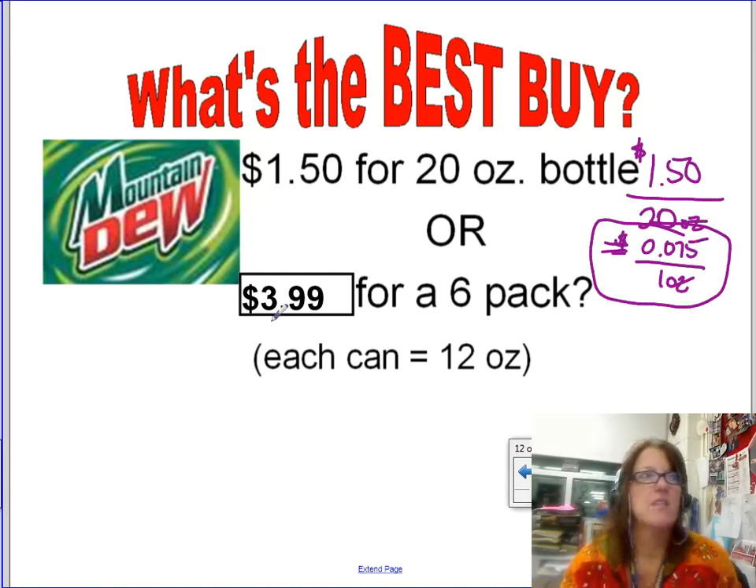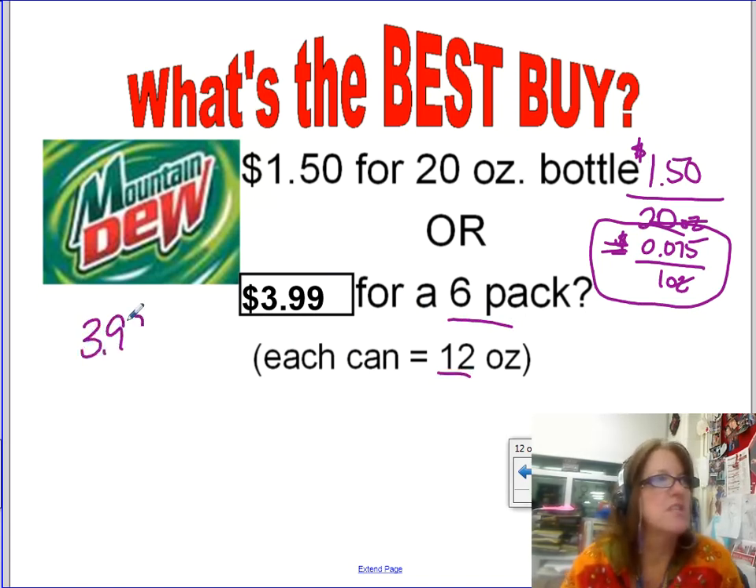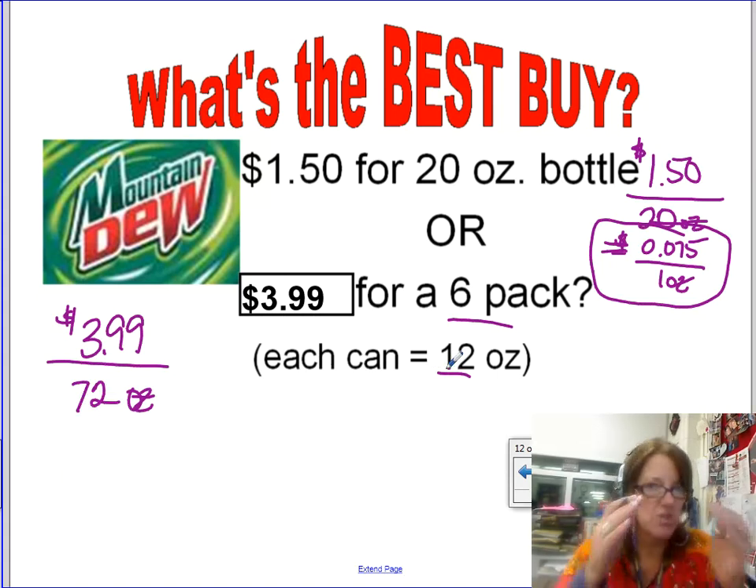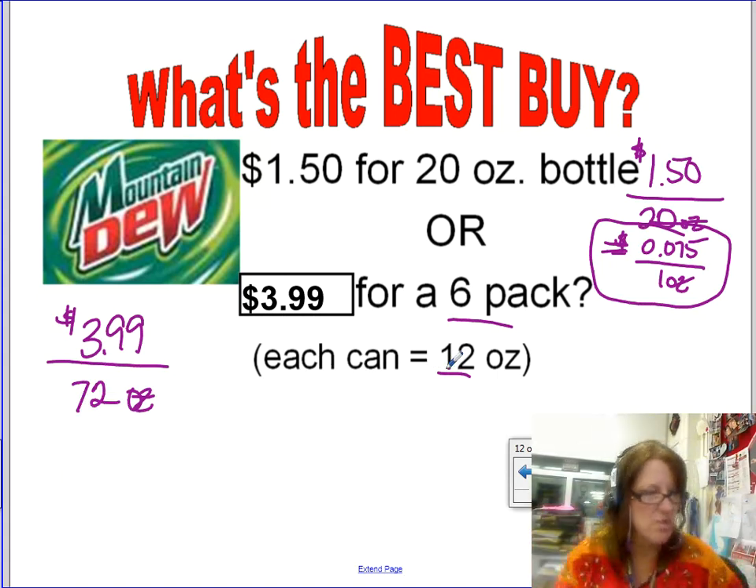Now let's take a look at the 6-pack. A 6-pack has 6 cans in it. Each can is 12 ounces. So you're paying $3.99, and make sure you're using the same units, ounces. It's not 6 ounces. No, it's 6 cans. It's not 12 ounces because that's just 1 can. It's 6 times 12 ounces, which is 72. Got to make sure we're on the same units here.